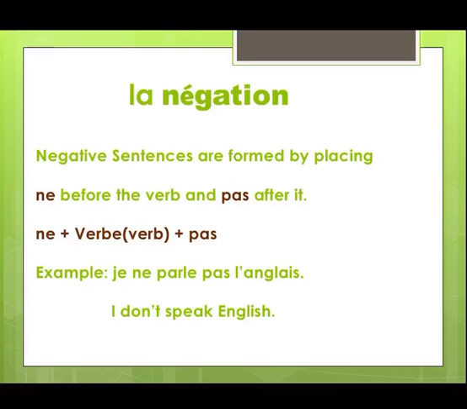So if it is je parle l'anglais, which means I speak English, and you want to change it into a negative, you'll say je ne parle pas l'anglais. I don't speak English. So parle is the conjugated verb. Ne is placed before parle and pas is placed afterwards. So this is a very simple rule to change a sentence into a negative one.